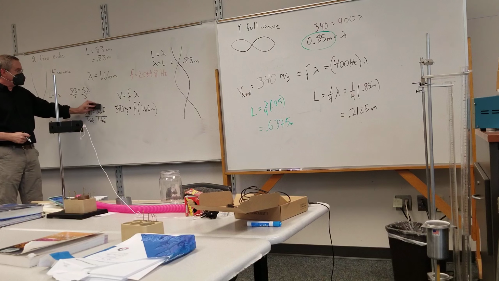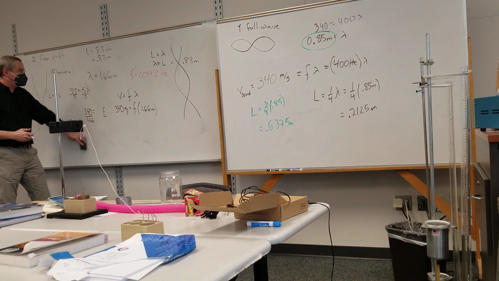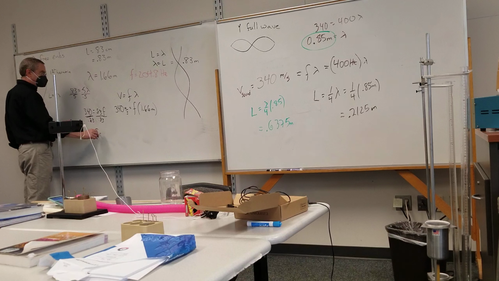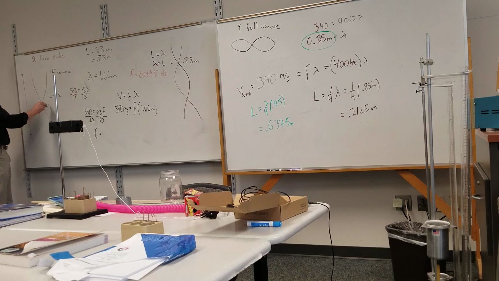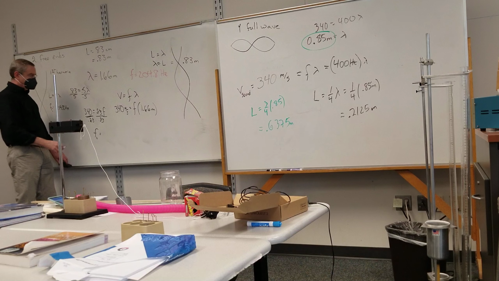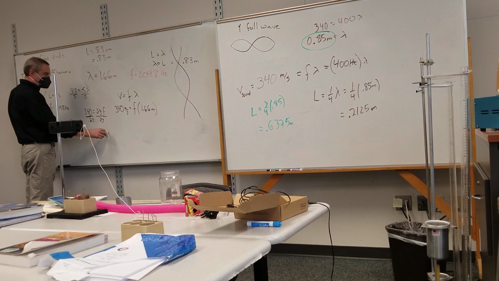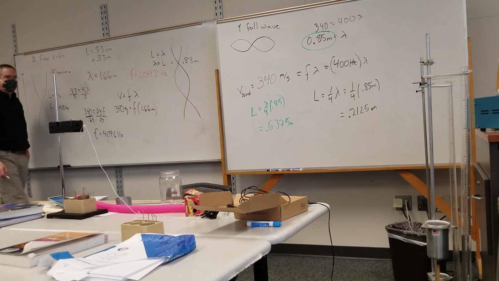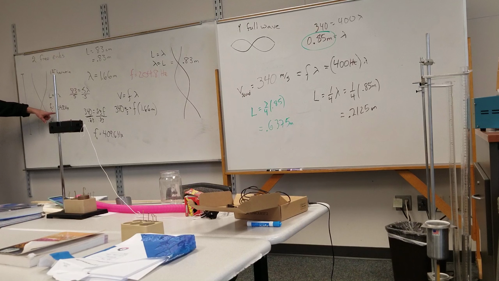So this is our math problem. Instead of 1.66, we put in the new wavelength of 0.83. And the frequency for the second harmonic, so the frequency for the first harmonic was 204.8 hertz. The second harmonic, 409.6. It's just twice what we started with.